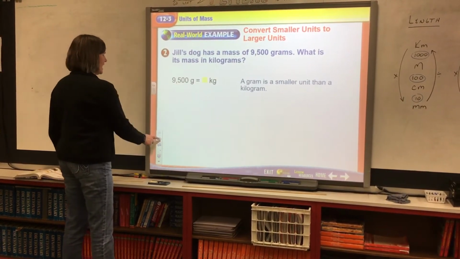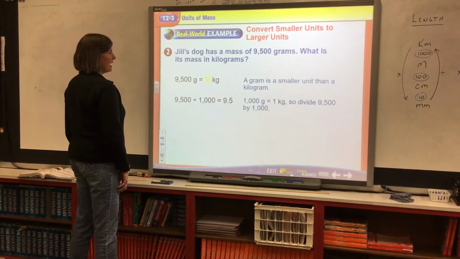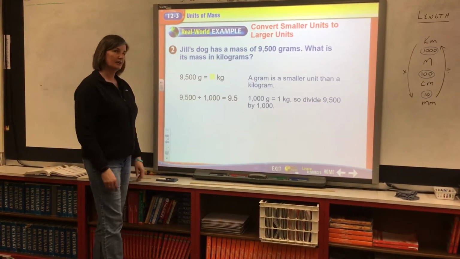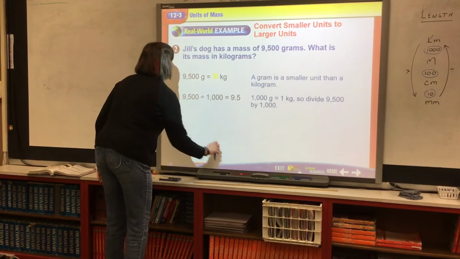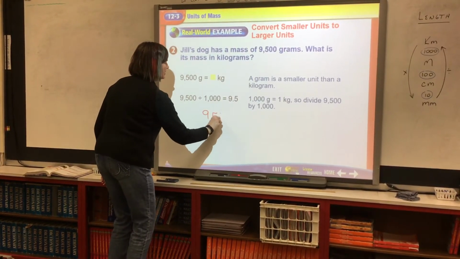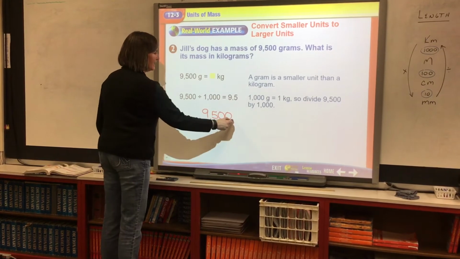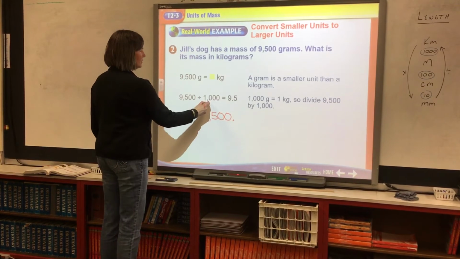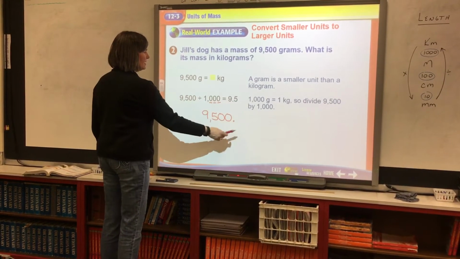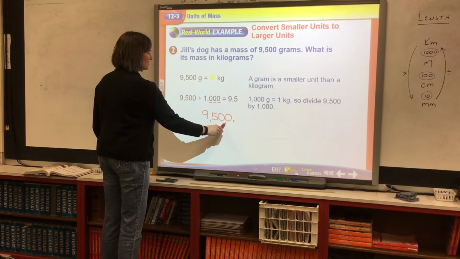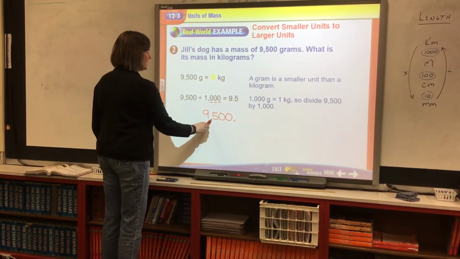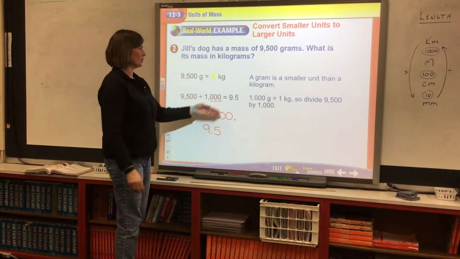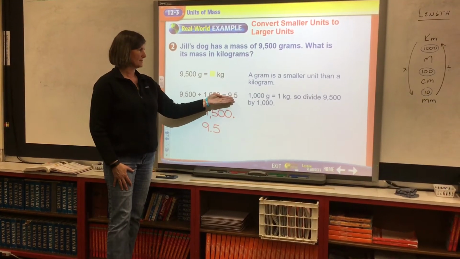There are a couple of different ways we can do this. We're going to divide 9,500 by 1,000, and you can use a calculator to do that. Another way is to slide the decimal point. When you don't see a decimal point, it's at the end of the number, right there after that last 0. Then you simply count your zeros, 1, 2, 3, and slide the decimal point 3 spots to the left. 1, 2, 3, and it ends up in between the 9 and the 5, which gives us the answer of 9.5 kilograms.